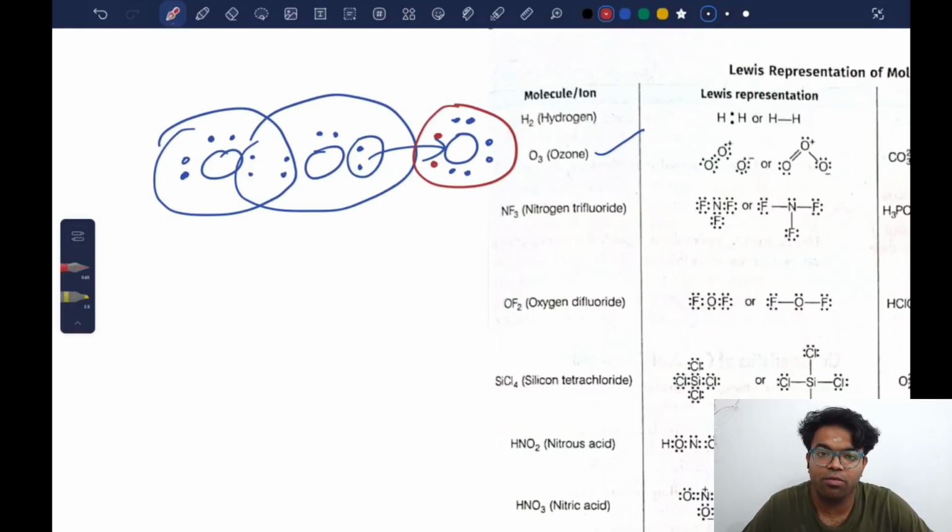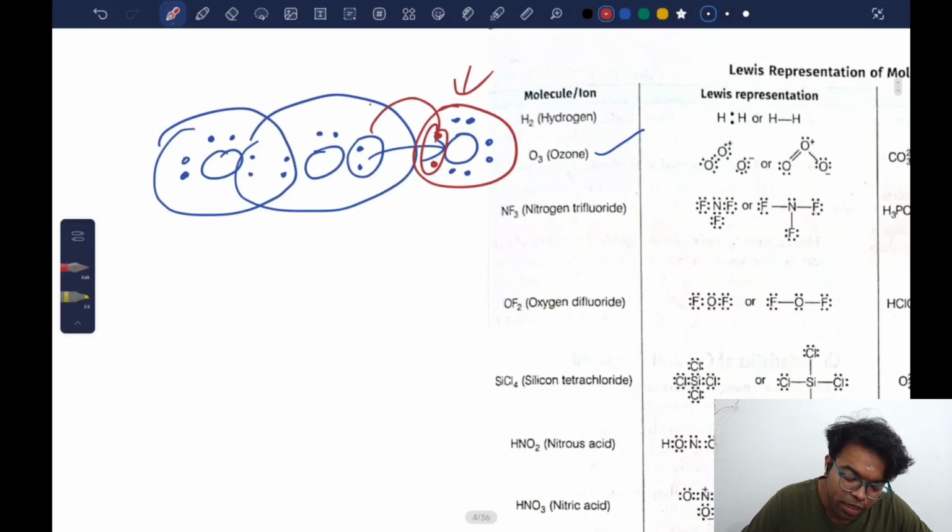Okay, what is a coordinate bond? It's not sharing, it's not a transfer. It is something like a transfer, but it is like a loan. You're transferring it as a loan. They are still your electrons. If this oxygen decides to leave the ozone molecule, these two electrons will go back to this oxygen atom. Understood?